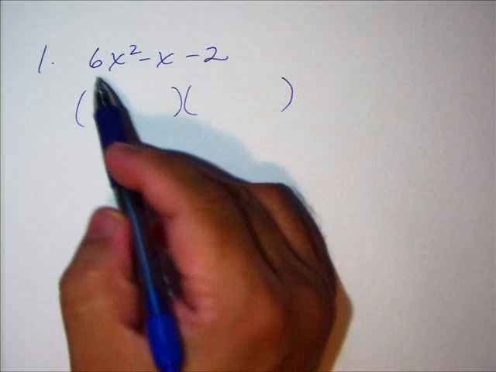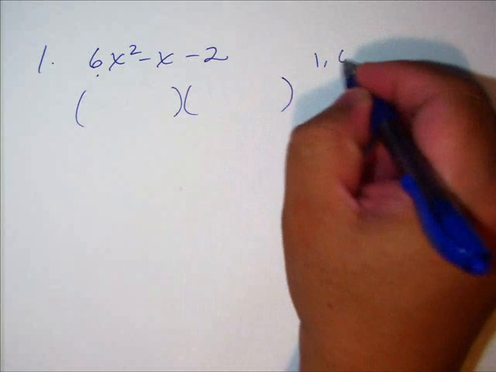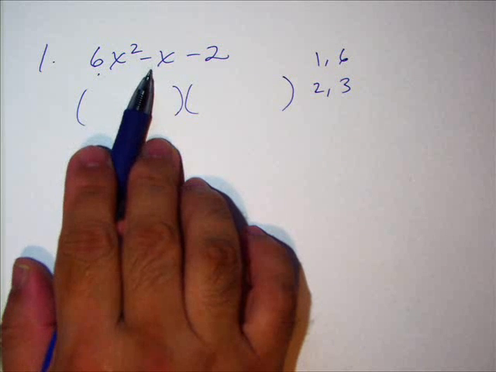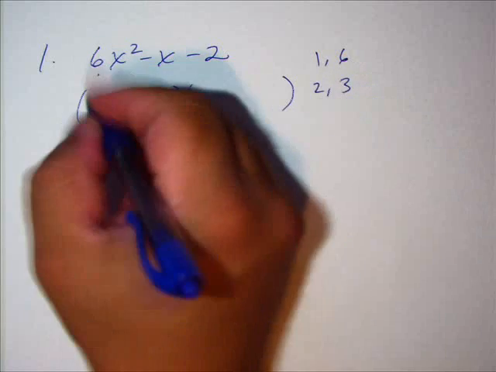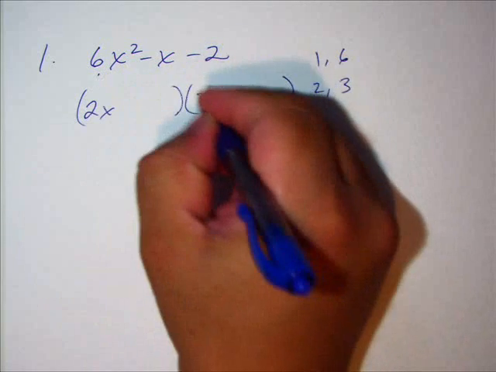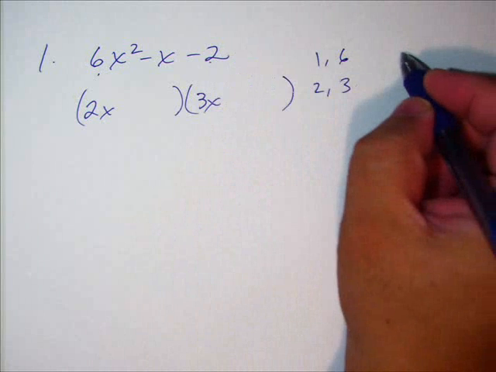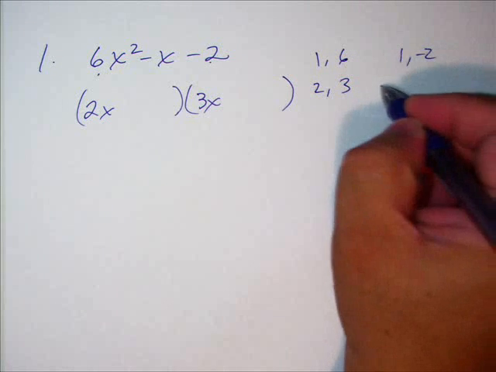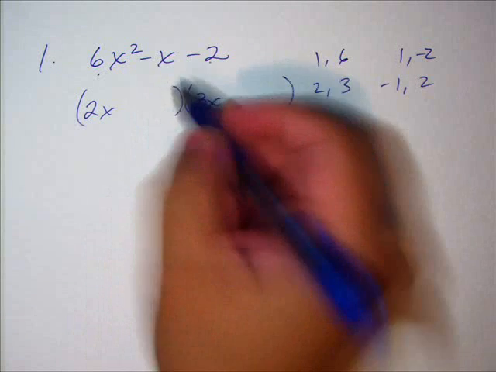Here, what are the factors of 6? You have a couple choices: 1 and 6, 2 and 3. We need to get negative 1, so probably 1 and 6 are too far apart. So I'm going to go with 2x and 3x. The choices for 2 are limited. It's either going to be positive 1, negative 2, or negative 1, positive 2. Well, let's just put it in and see what happens.